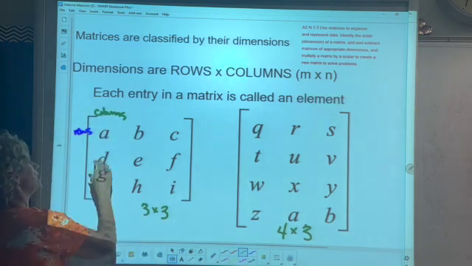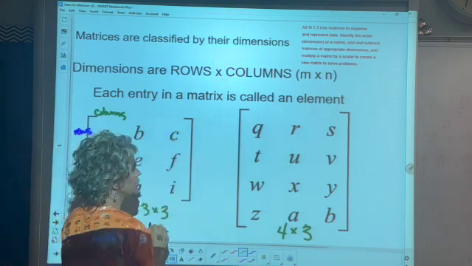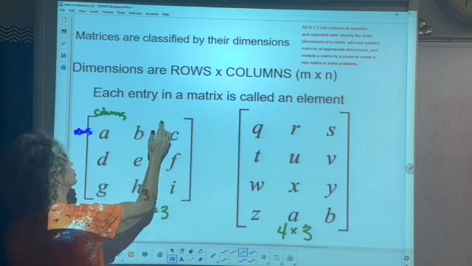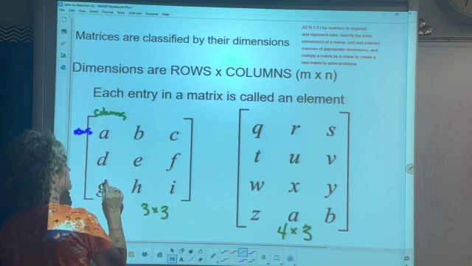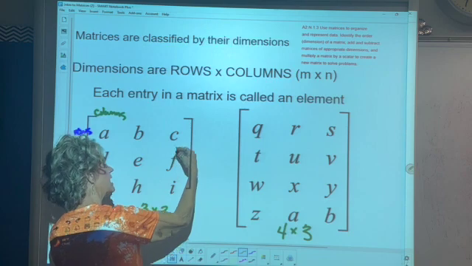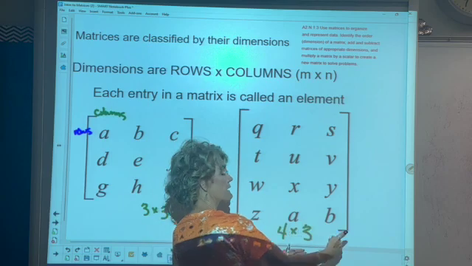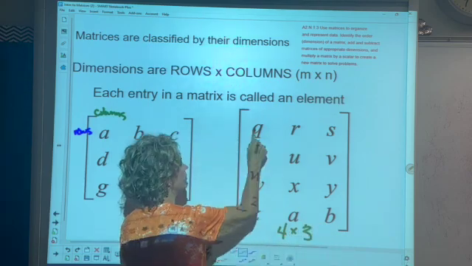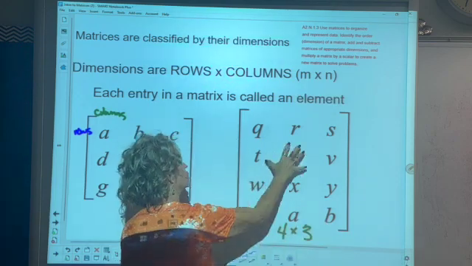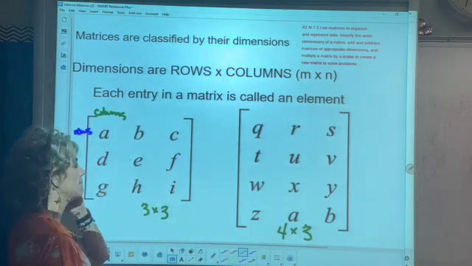Now, in a 3 by 3, this A is 1 element, B is 1 element, C is 1 element. So in this particular matrix, we have 1, 2, 3, 4, 5, 6, 7, 8, 9. We actually have 3 times 3, so 9 elements in this matrix. This one here, 4 rows by 3 columns, we're going to have 12. Let's count them. 1, 2, 3, 4, 5, 6, 7, 8, 9, 10, 11, 12. So we have 12 elements in a 4 by 3, and 9 elements in a 3 by 3.